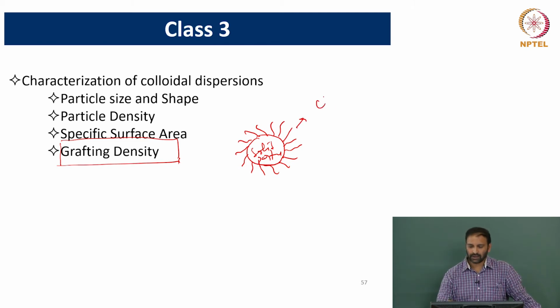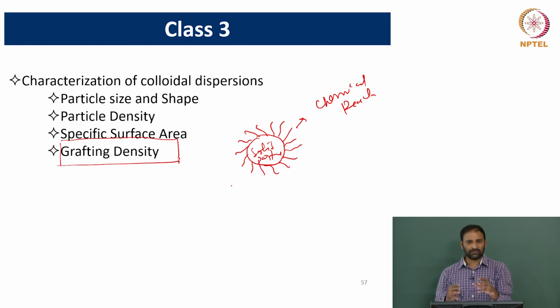One is by doing a chemical reaction. If I know what the surface chemistry of the particle is, if I know what the surface of the particle is made up of, I can take a long chain molecule and design a reaction so that these chains get attached onto the surface. There are ways of doing that.